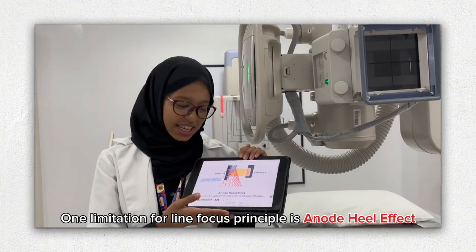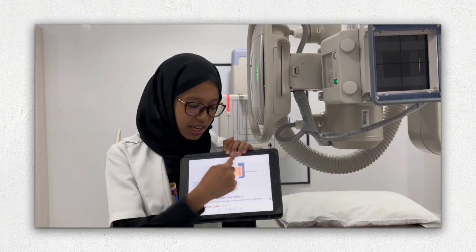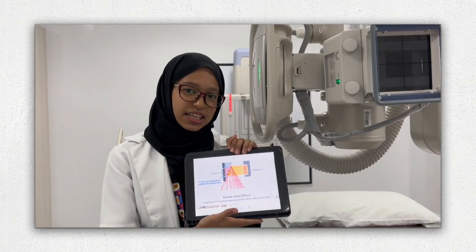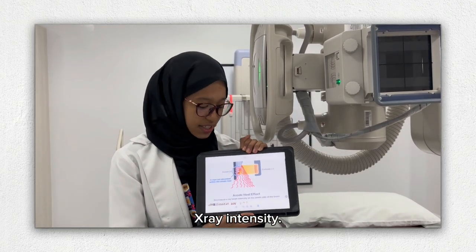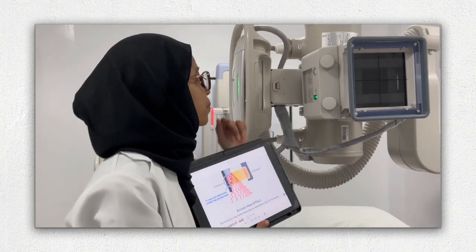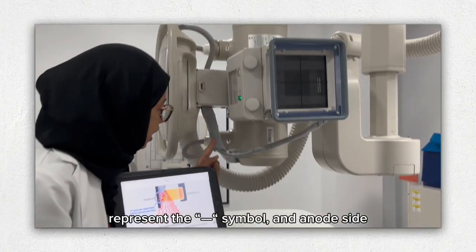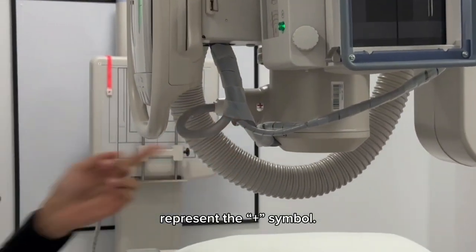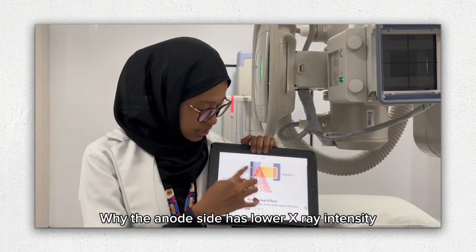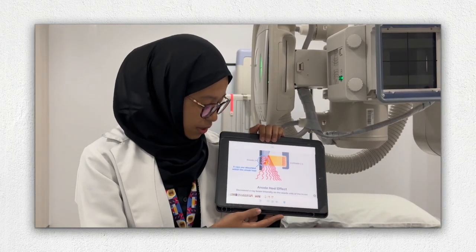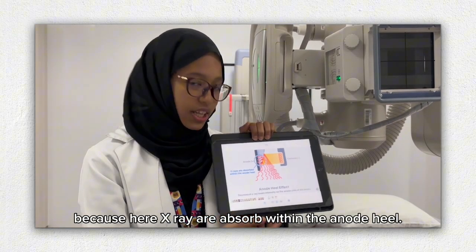One limitation is the anode heel effect. So this is the cathode side and the anode side. The cathode side has higher X-ray intensity and the anode side has lower X-ray intensity. As you can see here, the cathode side represents the negative symbol and the anode side represents the positive symbol. So, why does the anode side have lower X-ray intensity? Because here X-rays are absorbed within the anode heel.